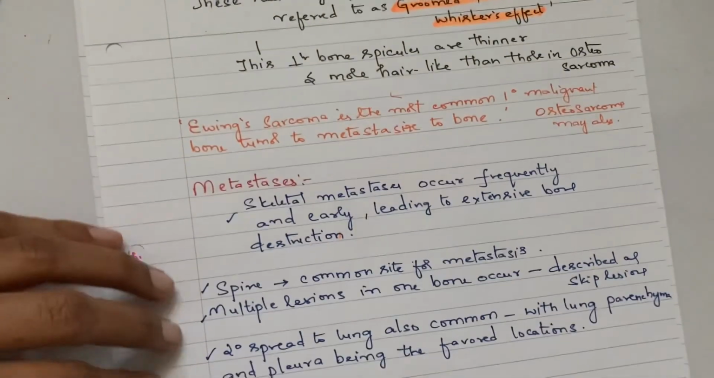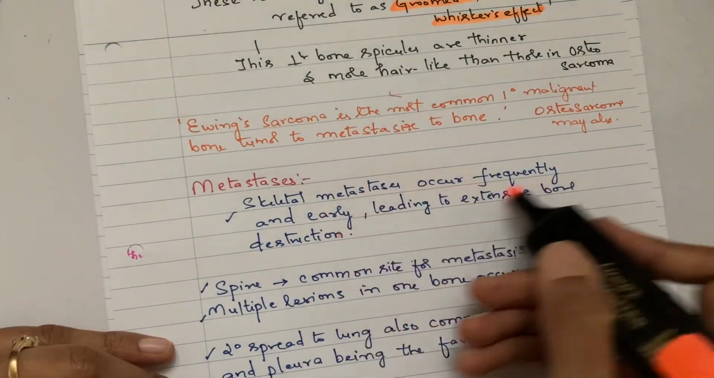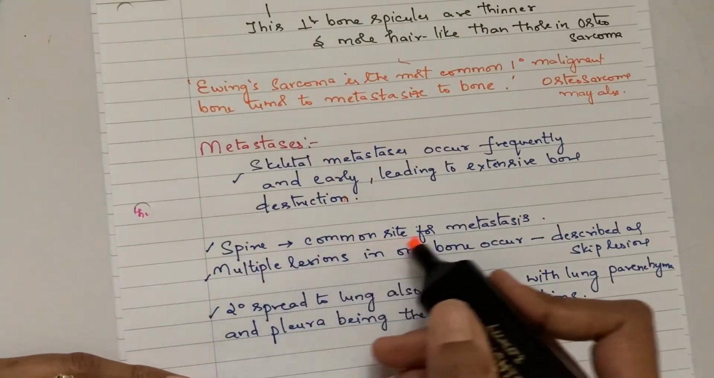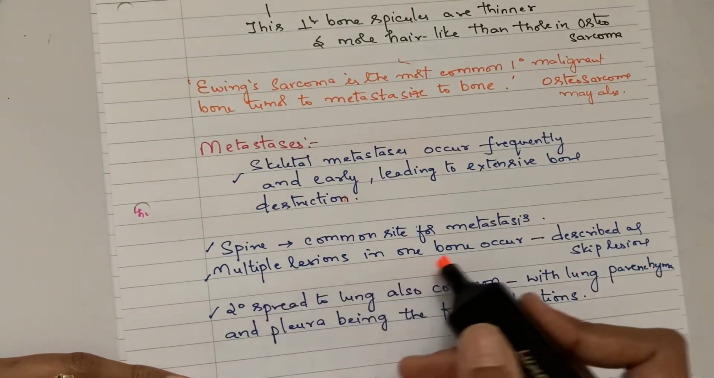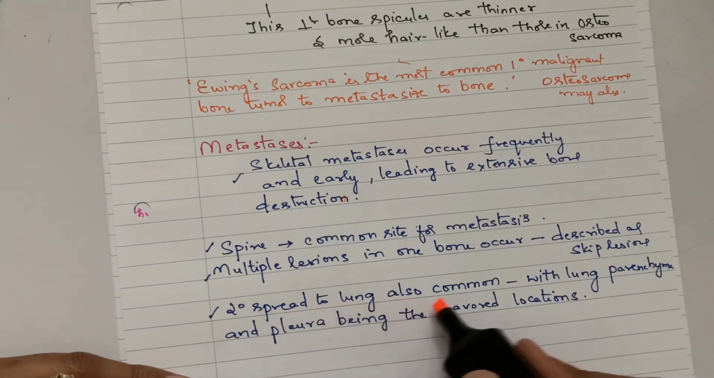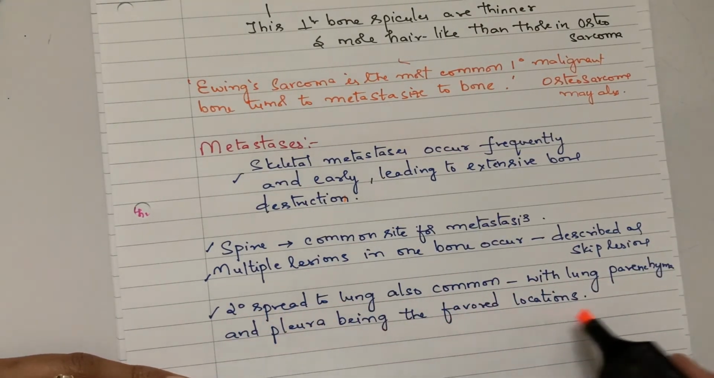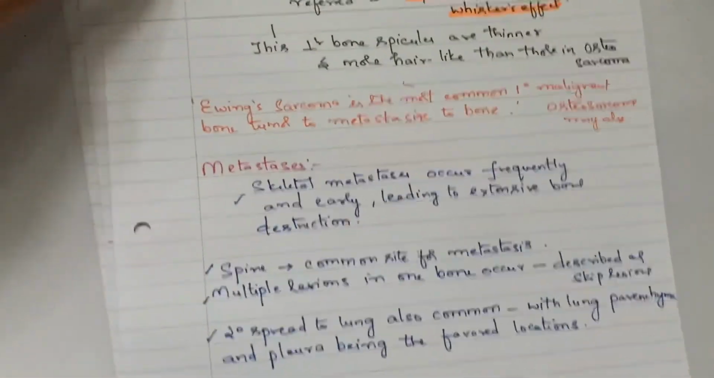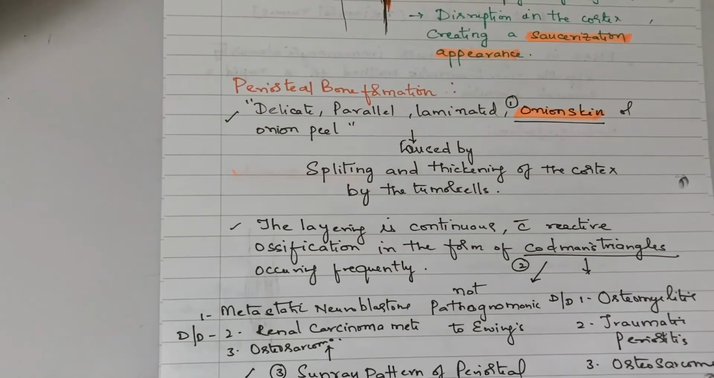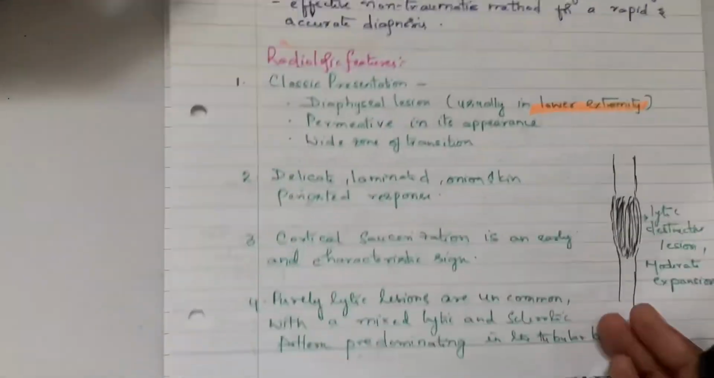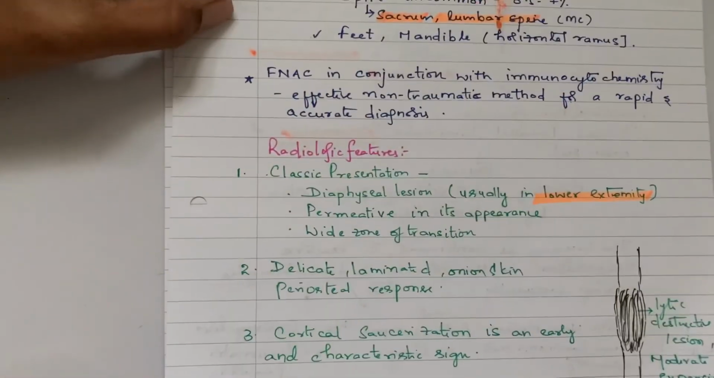Coming to metastasis, skeletal metastasis occurs frequently and early, leading to extensive bone destruction. Spine is a common site for metastasis. Multiple lesions in one bone occur, described as skip lesions. Secondary spread to lung also occurs, with lung parenchyma and pleura being the favored locations. And this is about Ewing sarcoma. Remember: onion skin type of periosteal reaction, cortical saucerization, permeative bone destruction. Thank you.